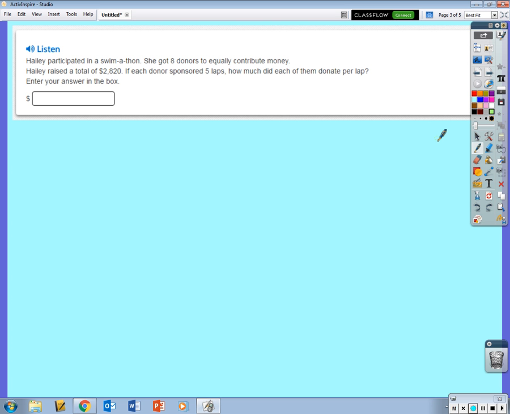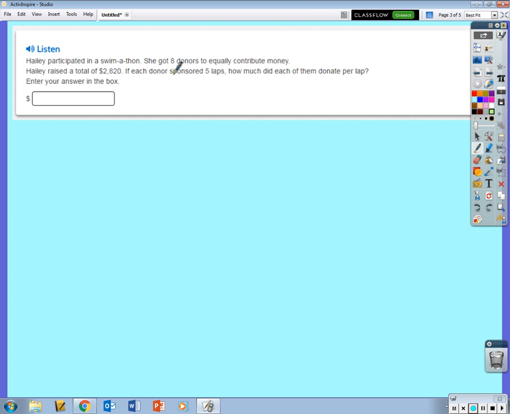But if we see here, Haley participated in a swim-a-thon. She got 8 donors to equally contribute money. Haley raised a total of $2,820. If each donor sponsored 5 laps, how much did each of them donate per lap?